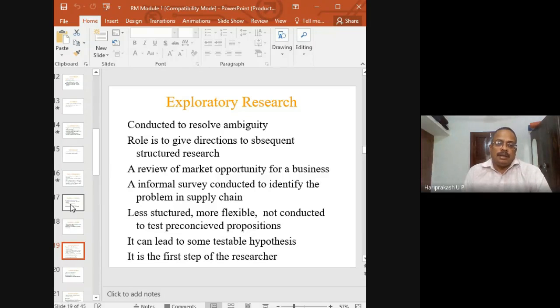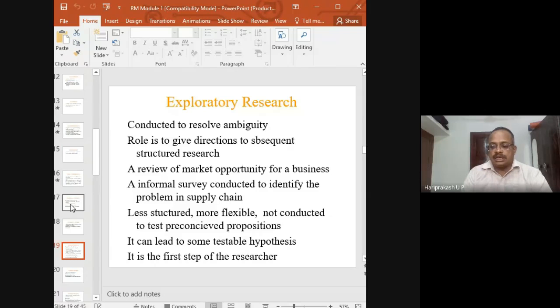For example, it is less structured, as I said, and more flexible. Exploratory research is more flexible, that is, you can change what you want to do. It is not very rigid. It is not conducted to test a preconceived proposition, nothing but a hypothesis. I was telling about hypothesis. In detail, we'll be discussing it in the next step.